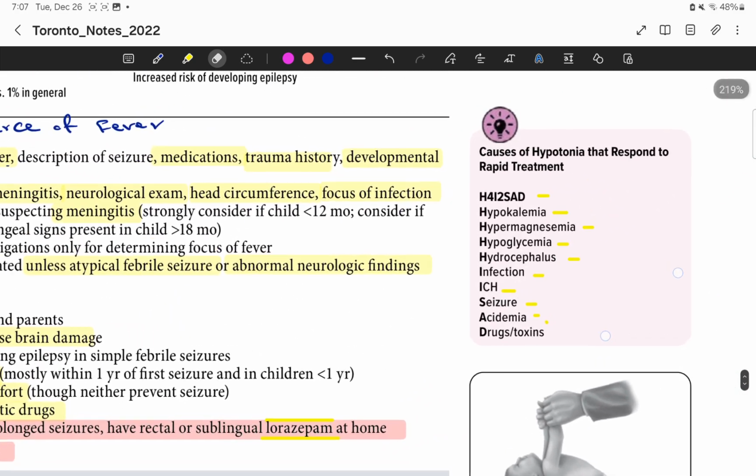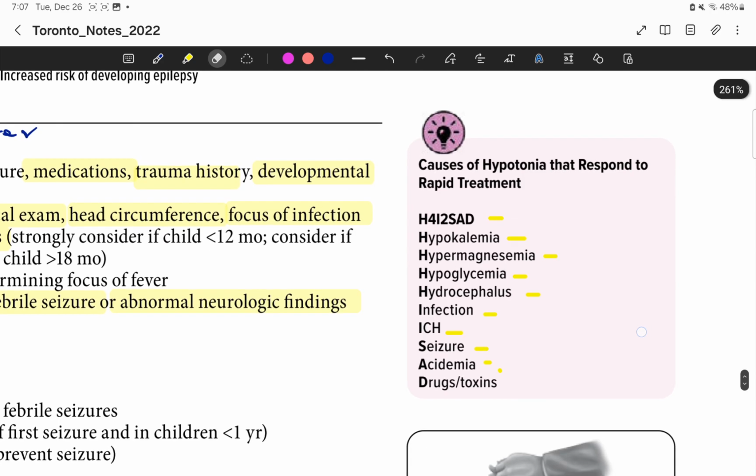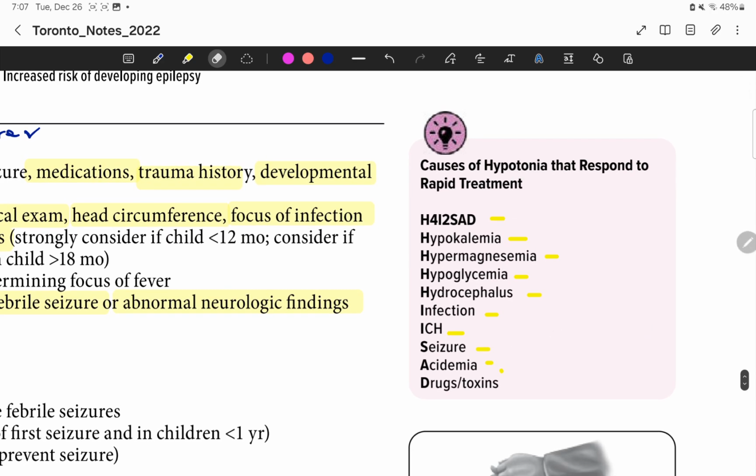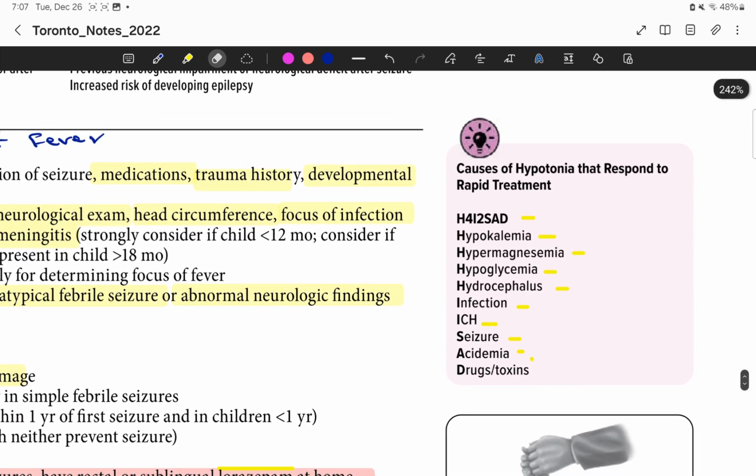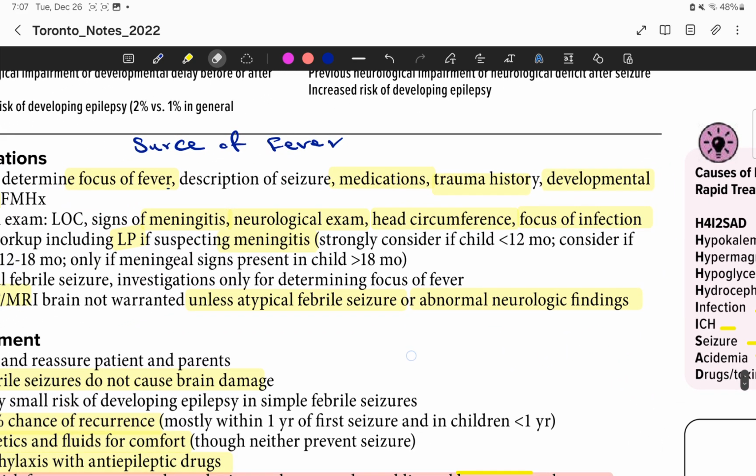So here we have some things which are so important. We have to know about them. They can actually cause the seizure because electrolytes in the brain or in the whole organism will change, and they can be the cause of convulsion or seizure in the neonate or in the child.